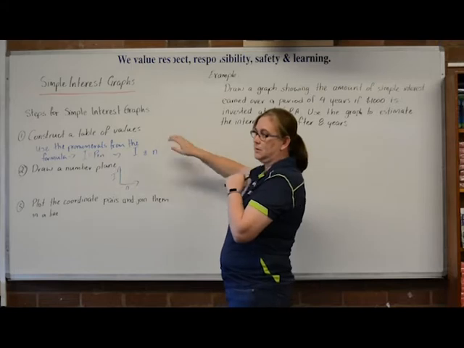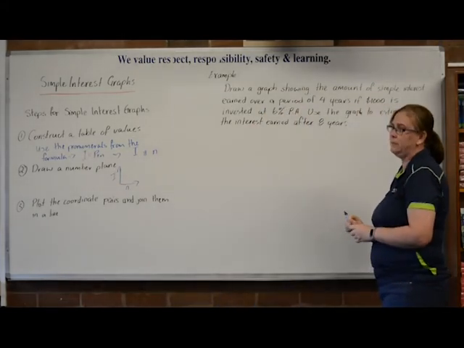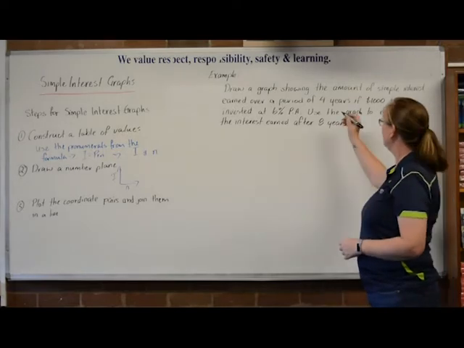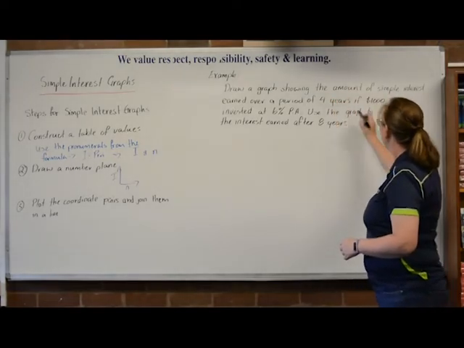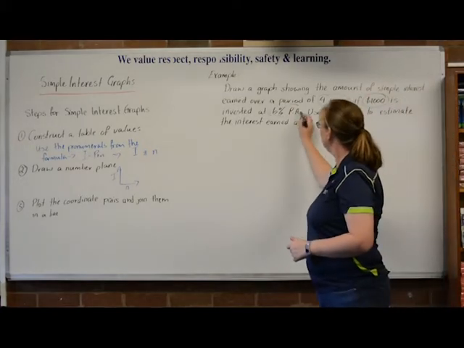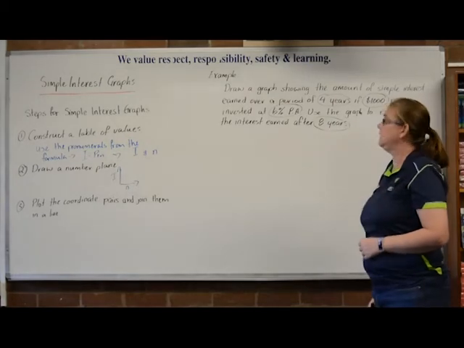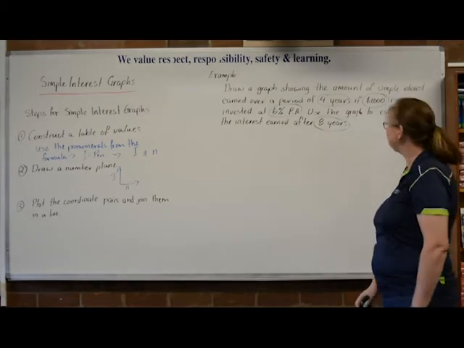Are we highlighting the important information? Yeah, you can highlight the important information. What's the important information? 4 years. $1,000 is pretty important, isn't it? 8 years. 6% per annum is important. And the 8 years is also important as part of our question.